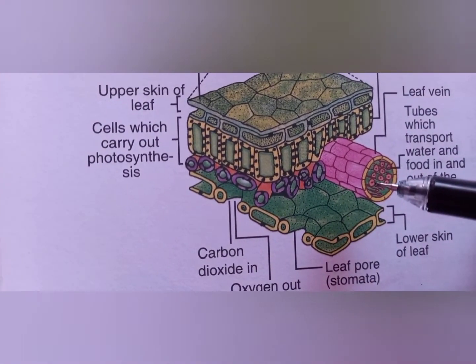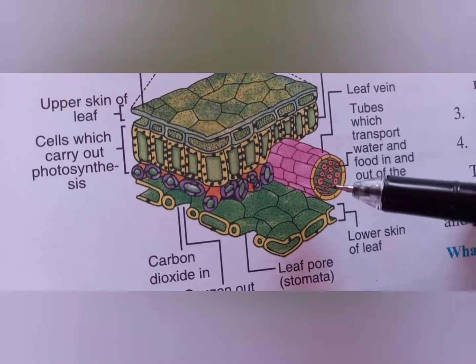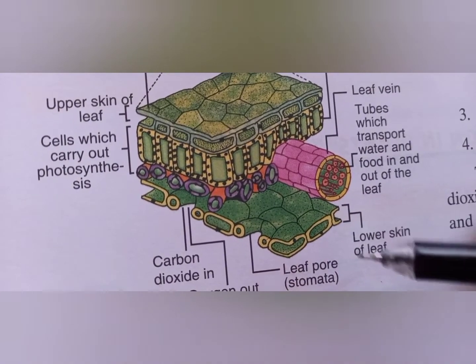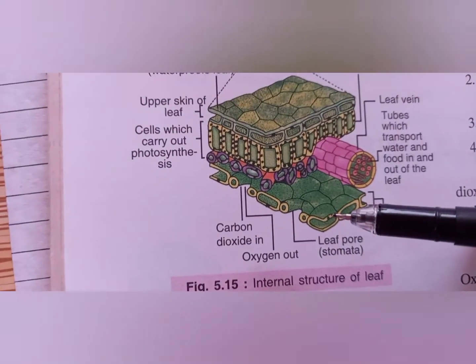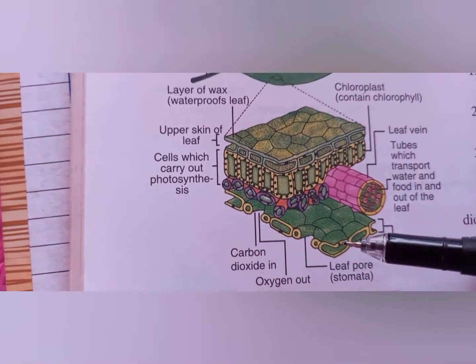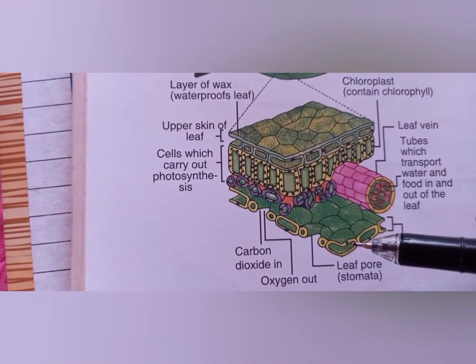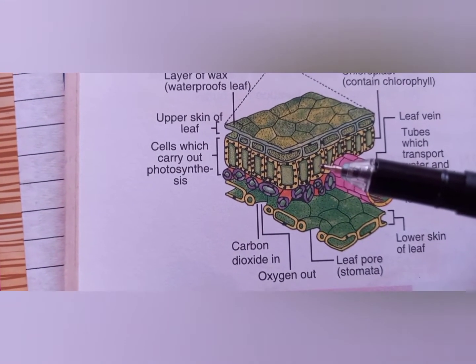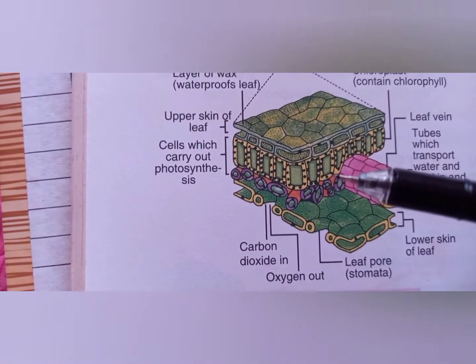So this is the leaf vein. You can see these veins, and here you can see the tubes which transport the water and food in and out of the leaf. This is the lower skin of the leaf. So this is the detailed internal structure of a leaf. You can see here clearly. Without chlorophyll, photosynthesis won't take place, because there will be nothing to trap the solar energy, or energy from the sunlight.